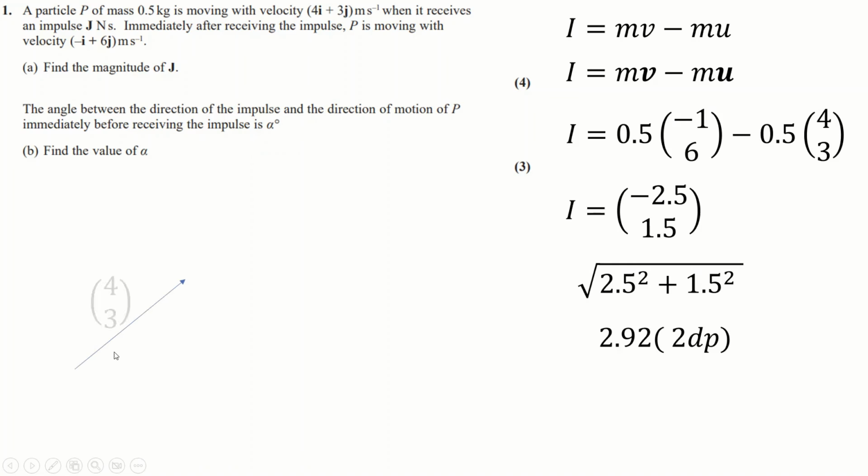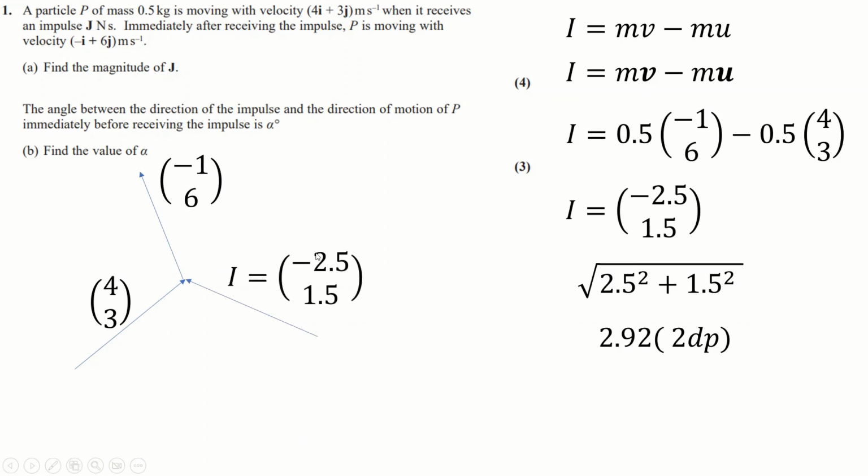So let's just very quickly draw it. Beforehand it's going at (4, 3), which is like this way. Afterwards it's going this way, (-1, 6). The impulse is therefore sort of in this direction, and we can see that here, right? (-2.5, 1.5).